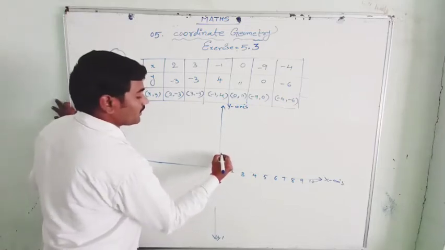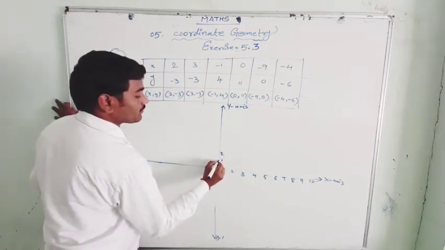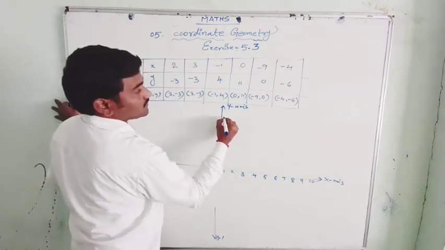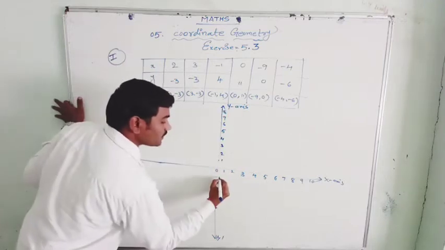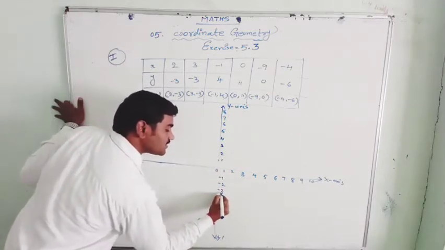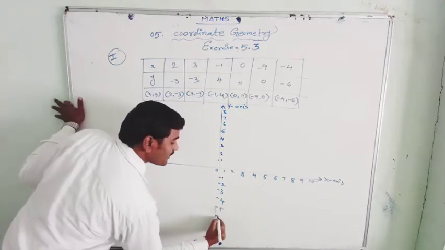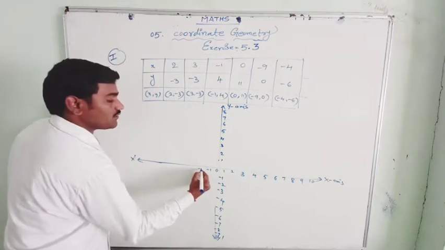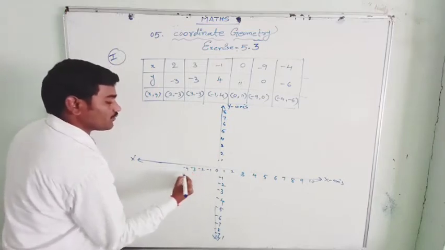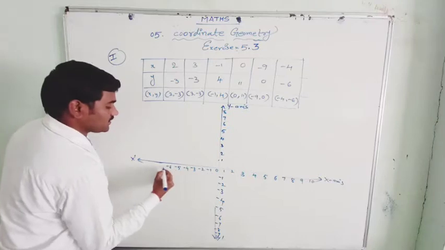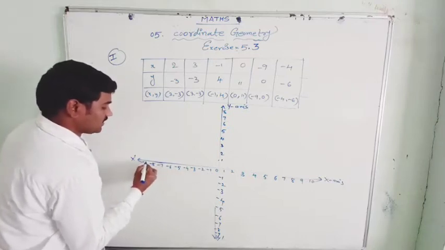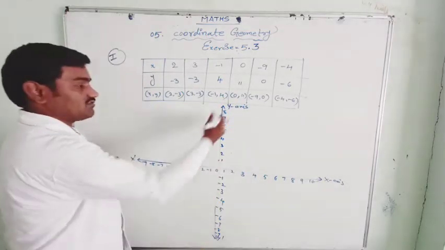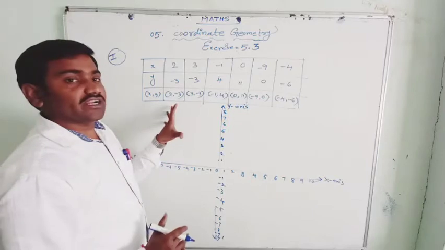Here 1, 2, 3, 4, 5, 6, 7, 8. Here minus 1, minus 2, minus 3, minus 4, minus 5, minus 6, minus 7, minus 8, minus 9. Minus 1, minus 2, minus 3, minus 4, minus 5, minus 6, minus 7, minus 8, minus 9. Okay, I have located. So I got the x axis and x dash, y axis and y dash. So try to locate these points.